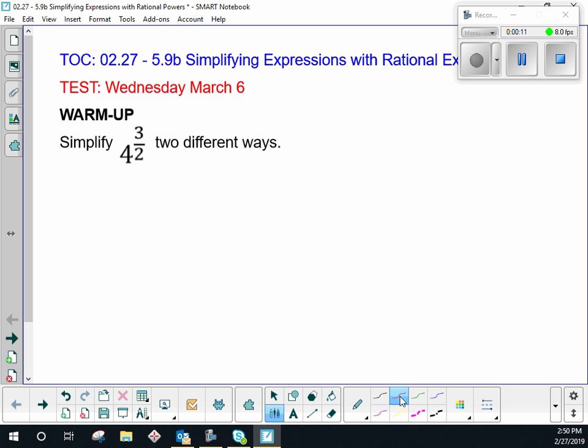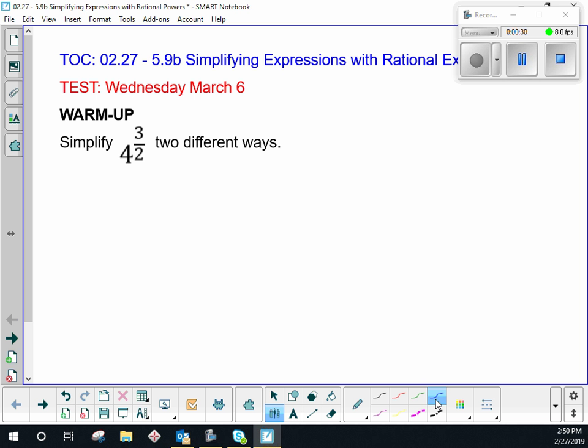Okay, so yesterday we began talking about things with rational exponents. That's powers that look like what? What does rational mean? Fractions, right? So it's things that have powers that are fractions. Yeah, it's 4 to the 3 halves.